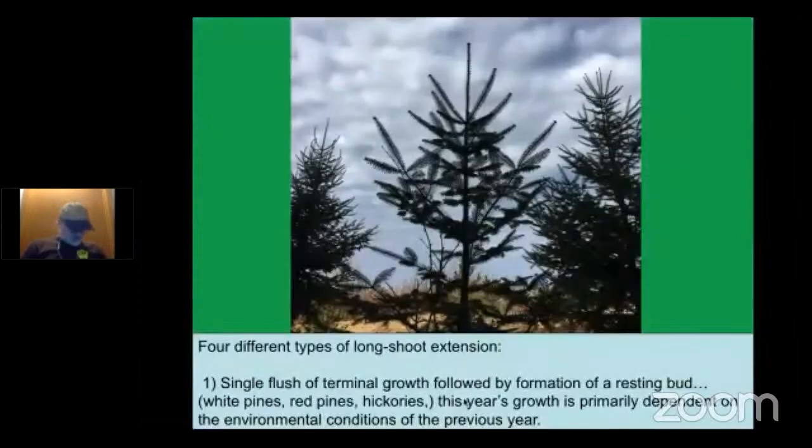So there's different types of long shoot extension. There's a single flush where the long shoot grows, and then it forms a resting bud on the apex, on the terminal end of it. Well, then it also forms all these side buds ready to go. This is very common. This is a balsam fir, and in the spring, this was young and tender, and it shot straight up, and this starts to set buds around July. So the end of July, it forms that terminal bud, and all kinds of little side buds along the way.